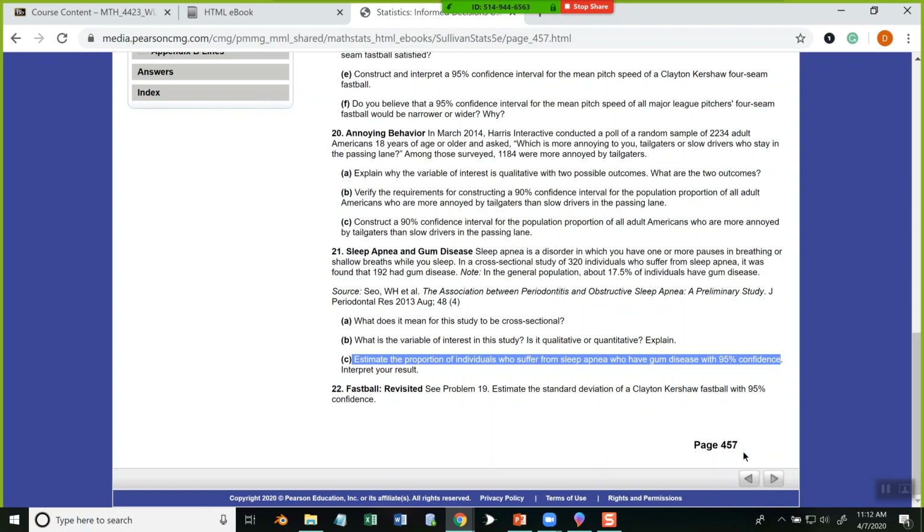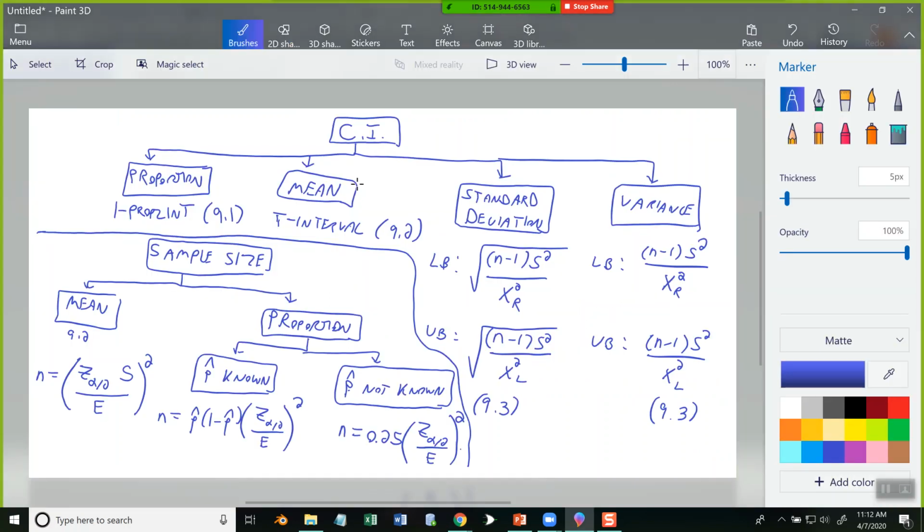It says, estimate the proportion of individuals who suffer from sleep apnea who have gum disease with 95% confidence. And let's say refer to find how many, sample size, and so forth. Then you can assume it's confidence interval. So when it says estimate, it means find the confidence interval. So we want a 95% confidence interval, and it says proportion. That's 1 prop z at. Confidence interval proportion, 1 prop z at 9.1.